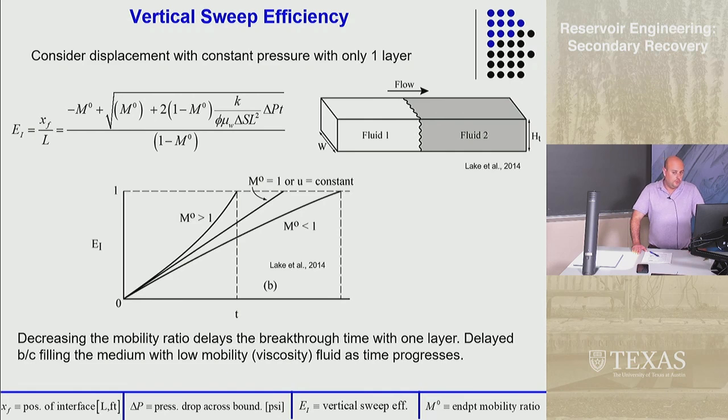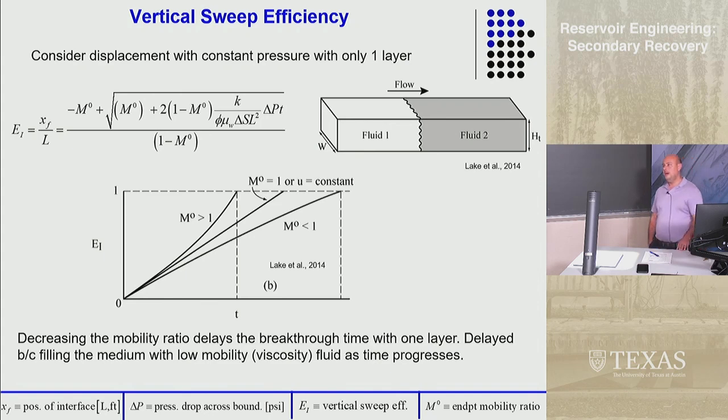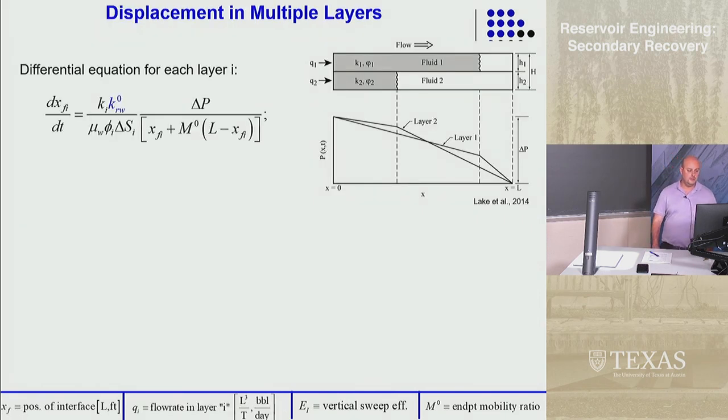In reality, we're going to have multiple layers and then this changes. We can still use the equations we developed, but we'll apply them to more than one layer and then look at vertical sweep efficiency. And so this makes sense. If you only had one layer, if you replace this high resistant viscous oil with a lower viscosity fluid, then the overall resistance decreases with time. That makes sense. So that's why the vertical sweep efficiency sort of accelerates with time. But let's see what happens when we have multiple layers. And this is going to be new here.